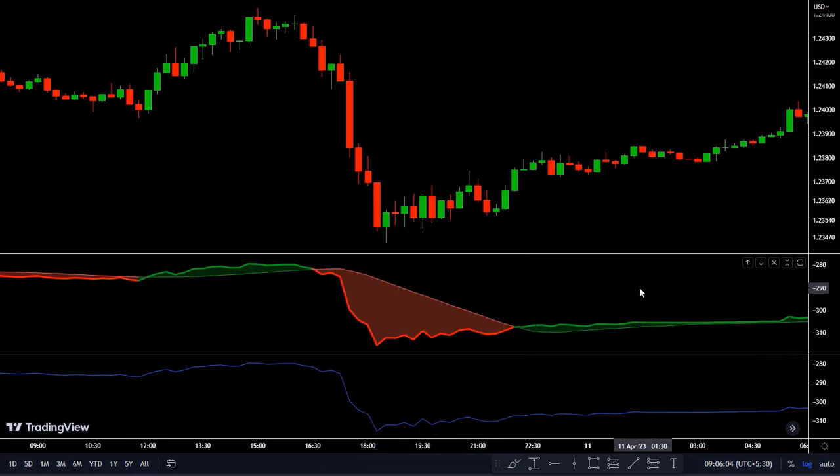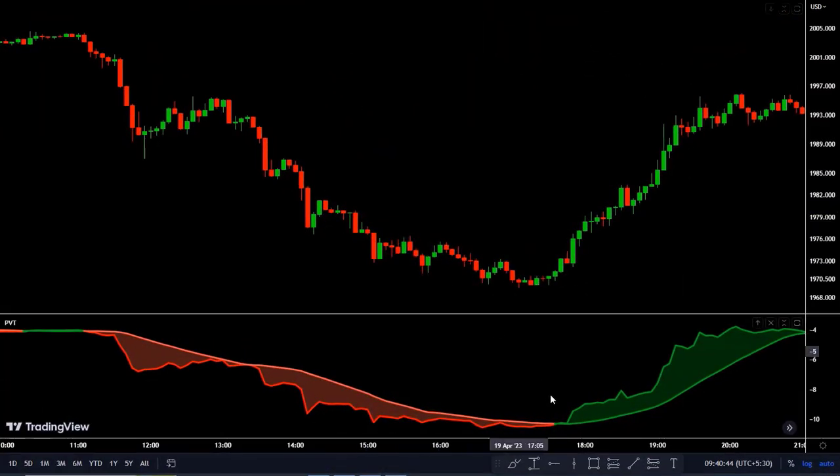As you can see with the original version of the indicator, it was hard to tell when the PVT line was moving in the upward direction or when the PVT line was moving in the downward direction. However, the signal line makes it a lot easier to see when bullish or bearish pressure is entering the market. Now that you know exactly how the indicator works, let's take a look at how we can use the indicator with the most basic method.